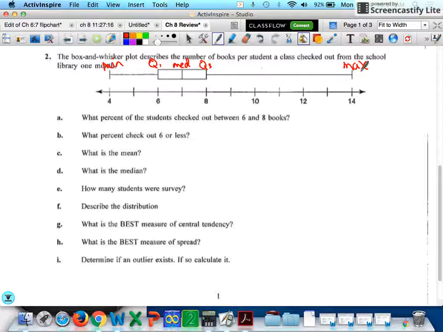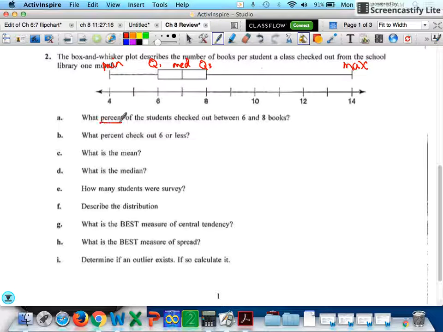Remember, a box and whisker does not tell us every single individual data point. We only know a handful of them, a couple in fact. But we can start answering some questions. What's tricky about these and the histograms is you've got to know which questions you can answer and which questions you can't answer. A is a great example of that.